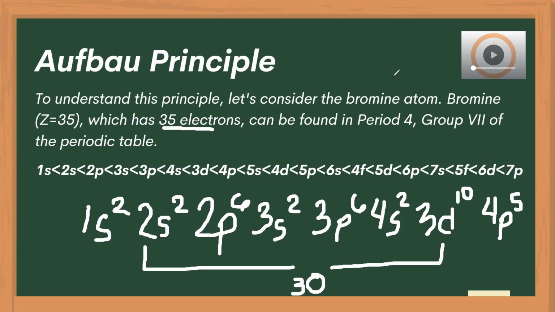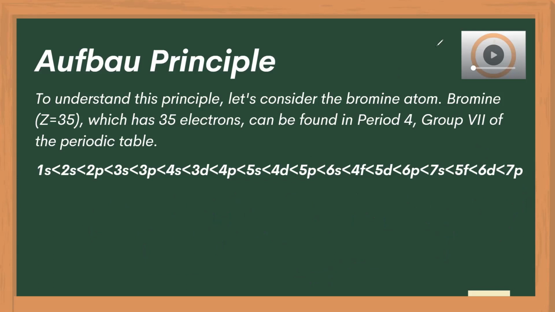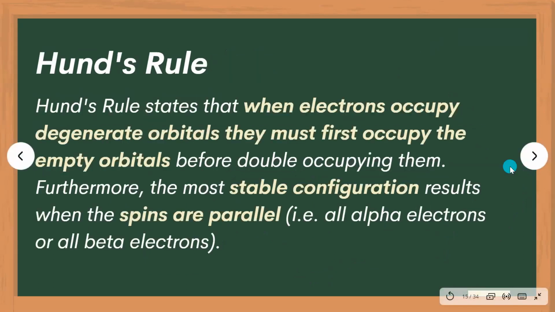All right, so I hope it's clear. Now let's proceed. The second principle is Hund's rule. Hund's rule states that when electrons occupy degenerate orbitals, they must first occupy the empty orbitals before double occupying them. Furthermore, the most stable configuration results when the spins are parallel.